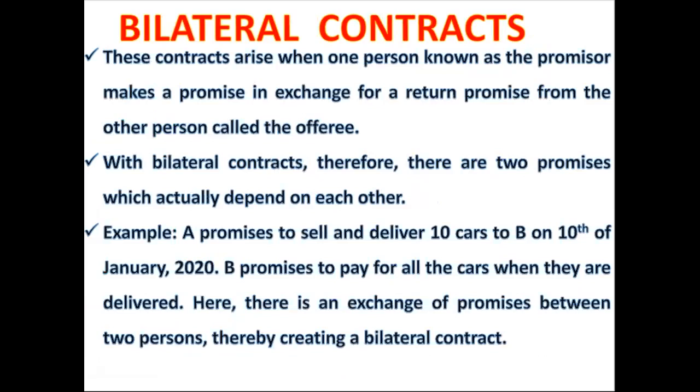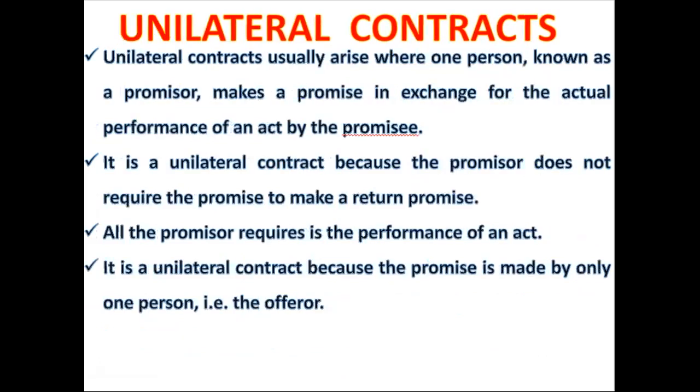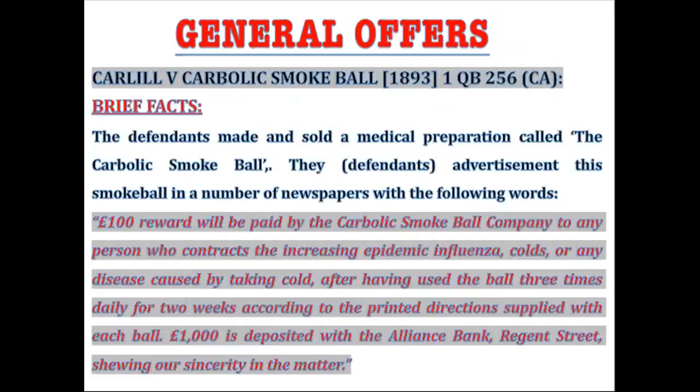So we've seen in this lecture what bilateral contracts are. We've also seen what unilateral contracts are. We have used the case of Carlill and Carbolic Smokeball to explain how you can have a unilateral contract created by a general offer. And then remember in Carlill and Carbolic Smokeball, we're told that the person tendering the acceptance does not even have to notify the offeror. All he's required to do is to perform the act, and that will be deemed to be an acceptance.